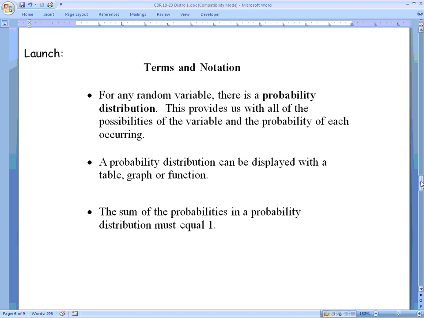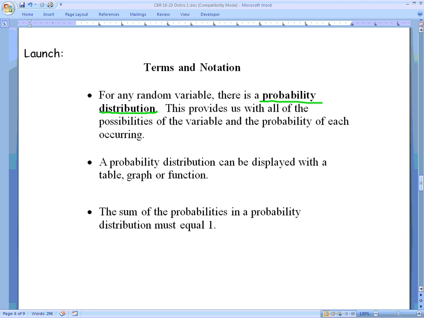For any random variable, there is a probability distribution. So this is the second part of our learning intention. Probability distribution. This provides us with all the possibilities of the variable and the probability of each occurring. Okay, so 2 things. Provides us with all the possibilities of the variable. So anything that your label could be. Could you have a possible answer of 0 or 1 or 2 or 3? It lists them all out, and then it also lists along with those some number between 0 and 1 that represents the probability of it occurring.